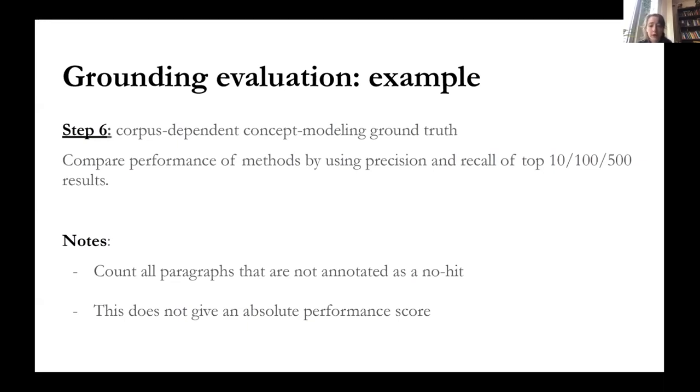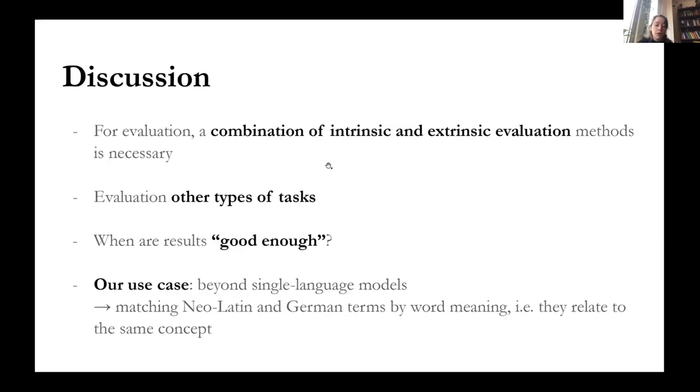And comparing models can then, for instance, be done by calculating the cosine similarities, which is used as a measure for semantic similarity, and then calculating precision and recall over the top 10, top 100, and 500 results. So we have shown a method for evaluating the performance of a model on a specific task. Note that this method for evaluation is not intended to replace other evaluation methods.